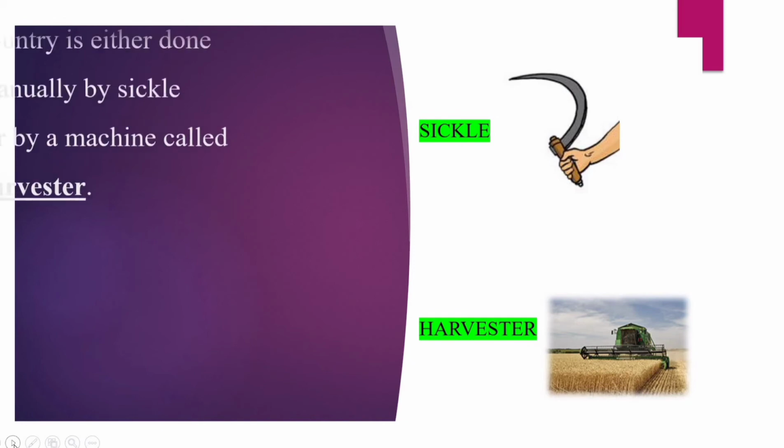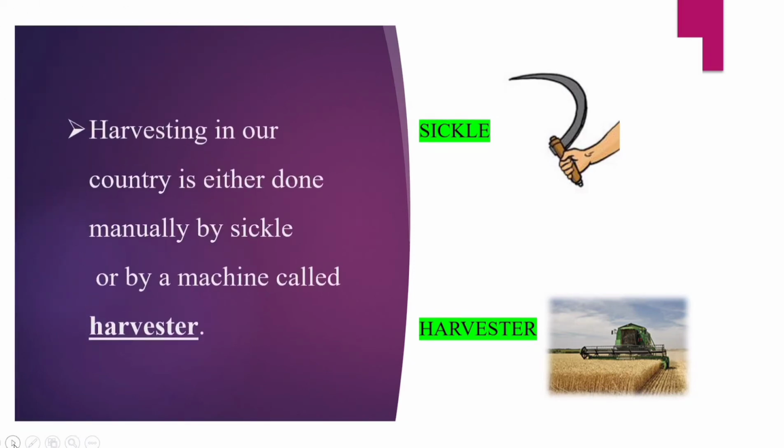So yes, harvesting in our countries is either done manually, by sickle, or by a machine called harvester. In the second image you can see the machine, it is called as harvester, and manually it is being done with the help of sickle.